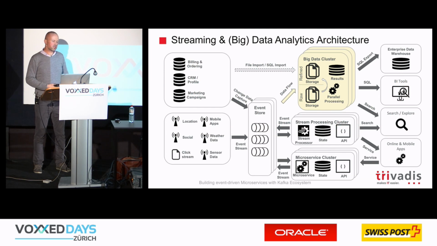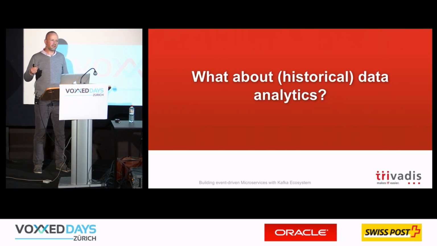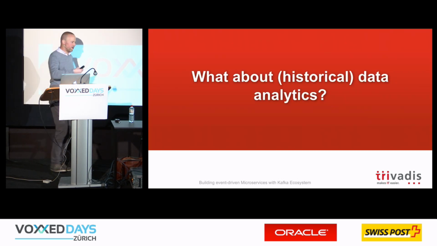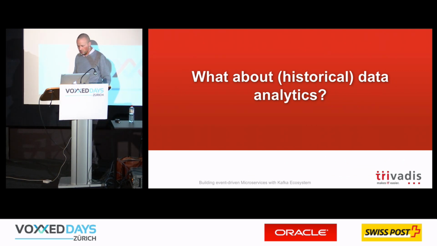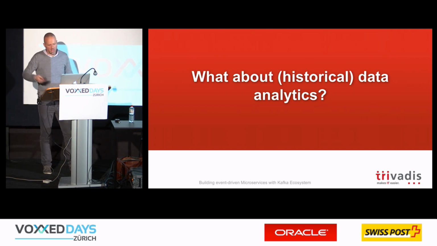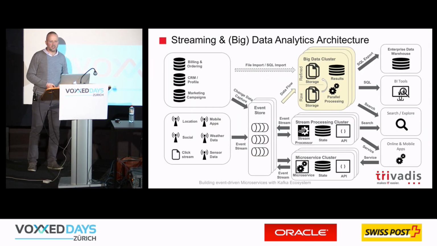Before we go to Kafka, just one more question. What about historical data analytics? So far, we just said we can consume events, we do something, and we produce events. But sometimes you also want to do historical data analytics, of course. Big data or BI or deep learning or machine learning, it's all based on historical data, or most of the time. So what about this?